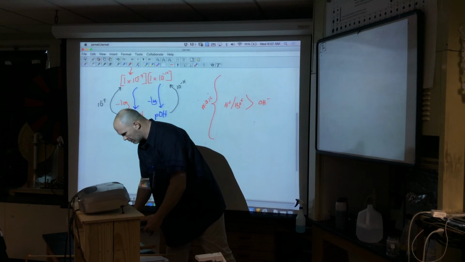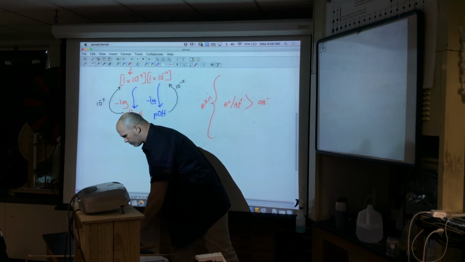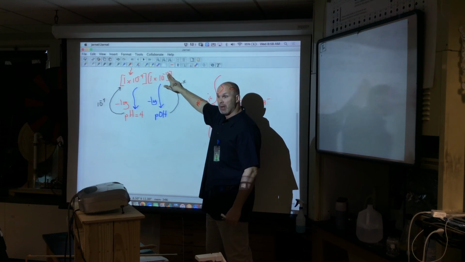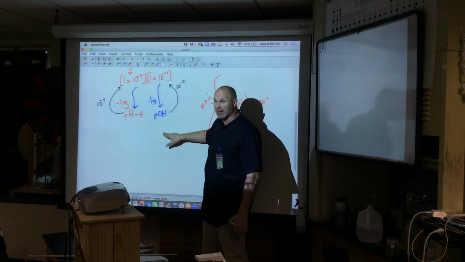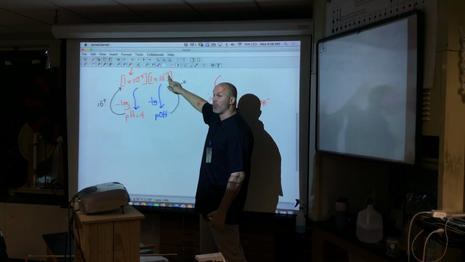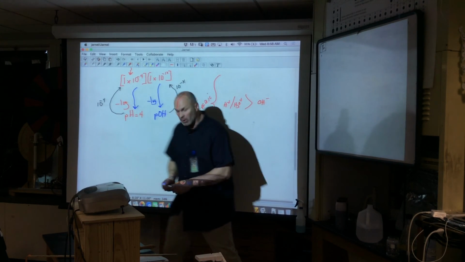Wait, why is it 10 to the negative x? I thought it was just like 10. All because you did negative log going down. You took the exponent and multiplied it by -1 to make it positive. I got to bring back the negative value of the exponent because it's a small number. Okay? So here we go.